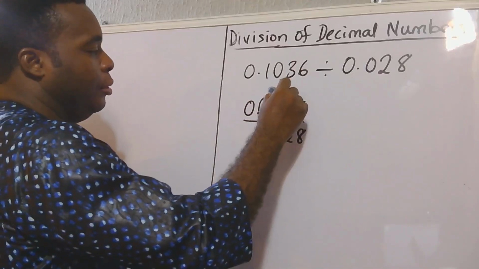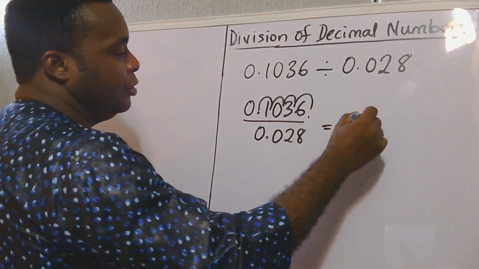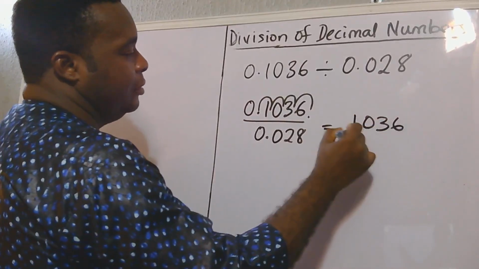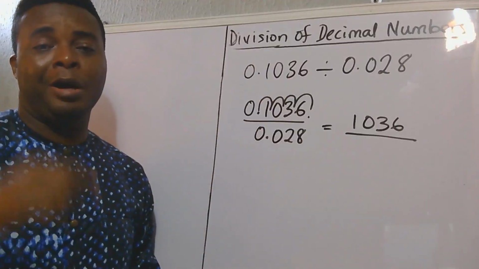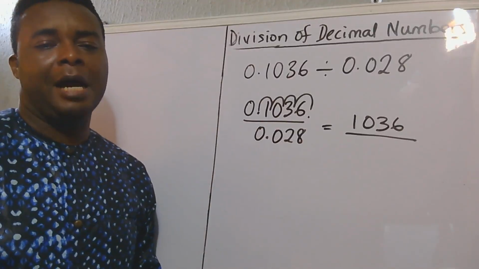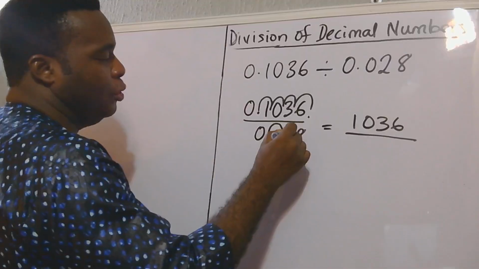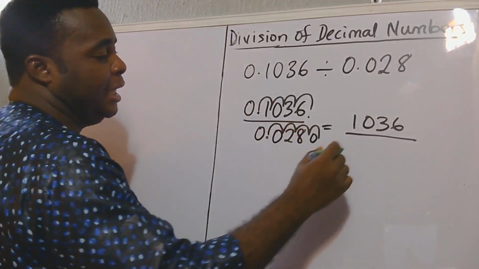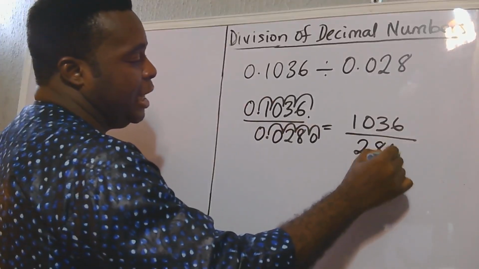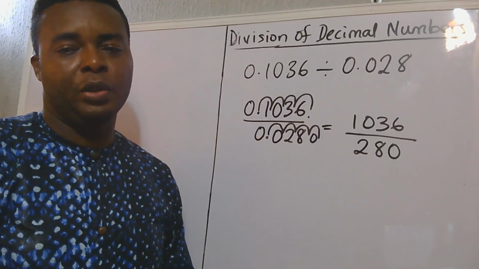1, 2, 3, 4. And that gives us 1036. All over. We moved up 4 times, so we are going to do the same thing down 4 times. 1, 2, 3, 4. Alright, there's going to be a 0 here. That gives us 280. I hope you understand how we have changed these to whole numbers.